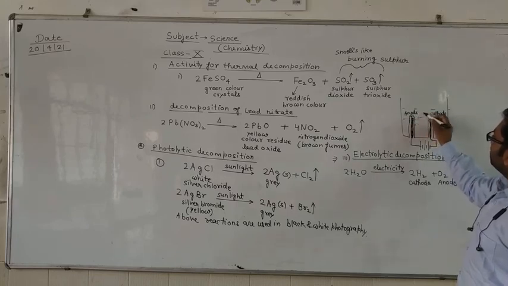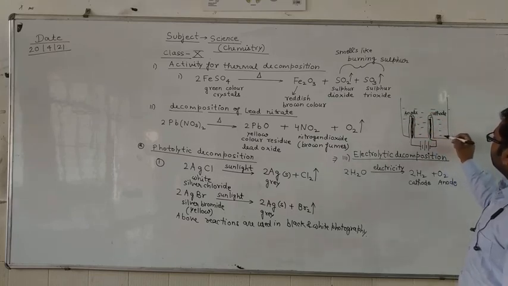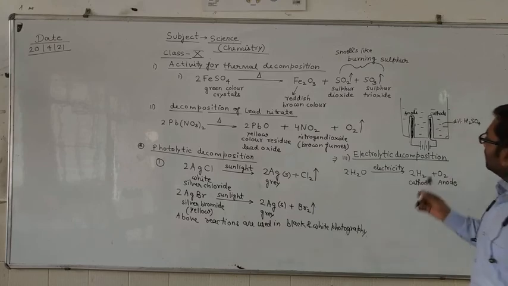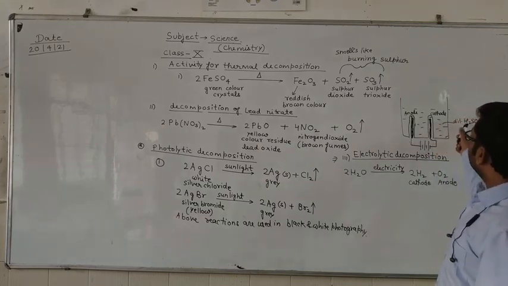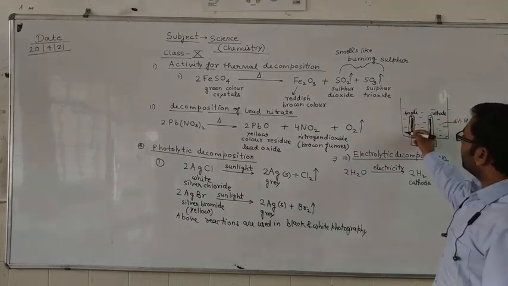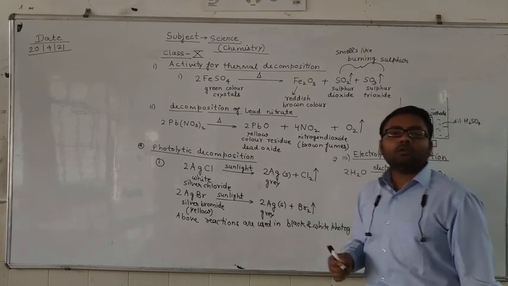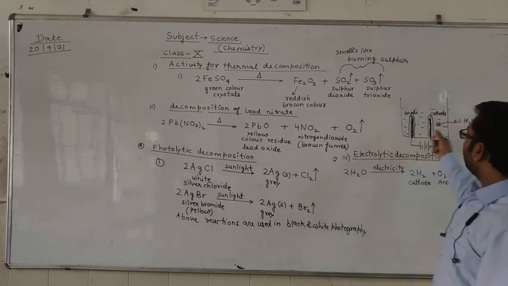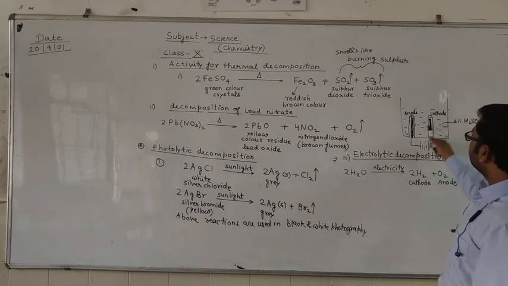And this is our water, acidified water. Some amount of dilute H2SO4 is added to water so that it may conduct electricity. A few drops of H2SO4 are added to pure water, because pure water is not a good conductor of electricity. To make it conductive, we have to add a few drops of H2SO4 to water.